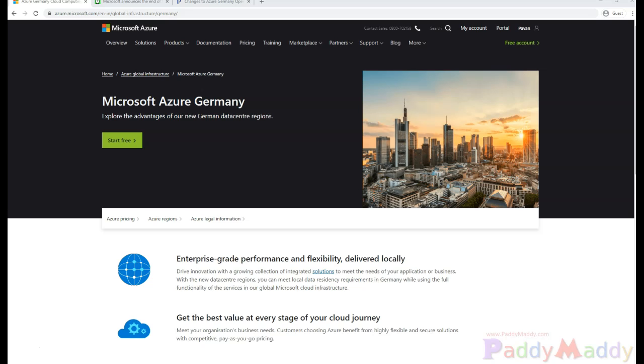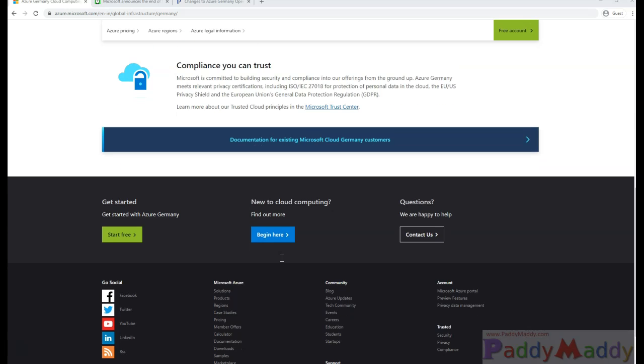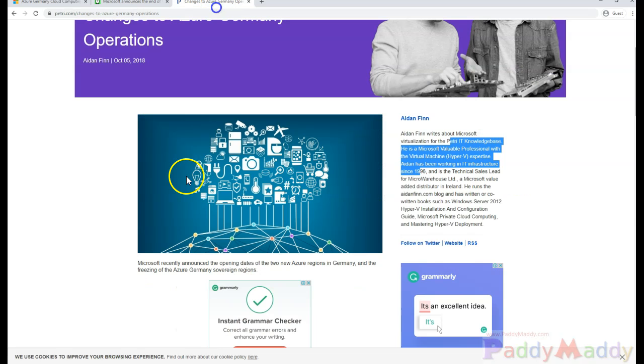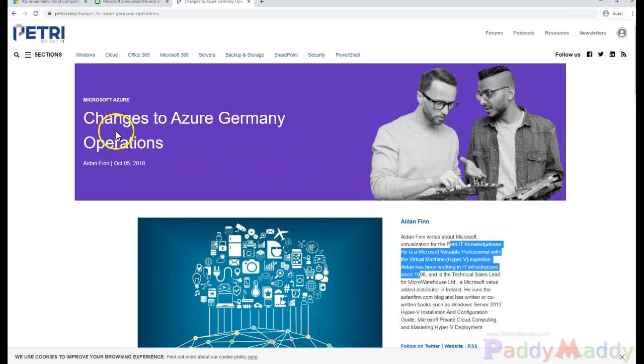And now, any organization doing business within the European Union, or maybe in the UK, or anywhere within the EU, especially dealing with German citizens, can utilize these Azure services specific to Germany in order to comply with these strict laws. But unfortunately, they are no longer offering any new sign-ups for Microsoft Azure Germany. That means they have actually discontinued the Germany-specific regions.